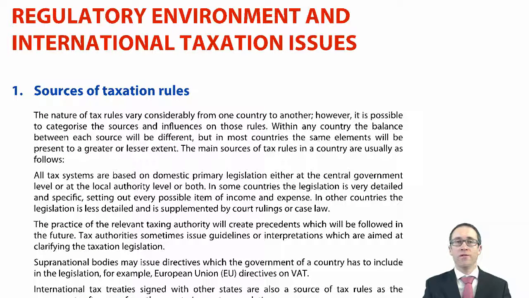So let's go through and look at the final aspects of tax. Within this chapter, those final aspects cover the regulatory environment: where tax rules come from, how tax is administered, and what we mean by tax avoidance and tax evasion. And then we also look at international tax issues.